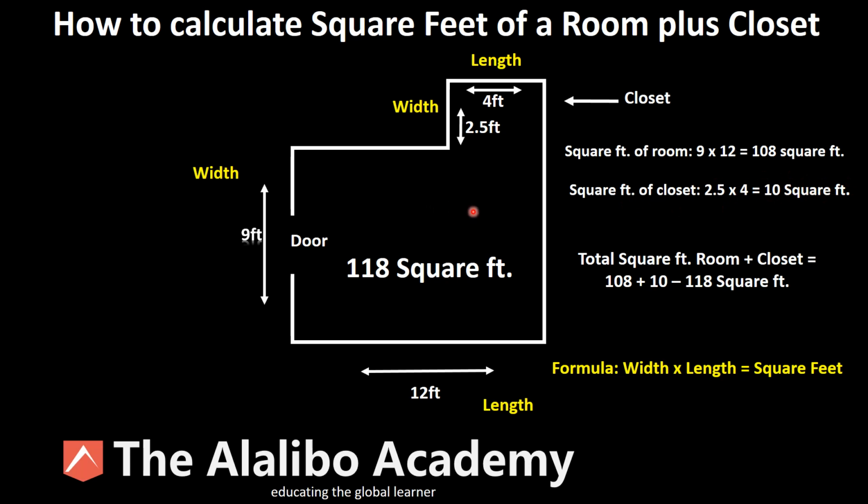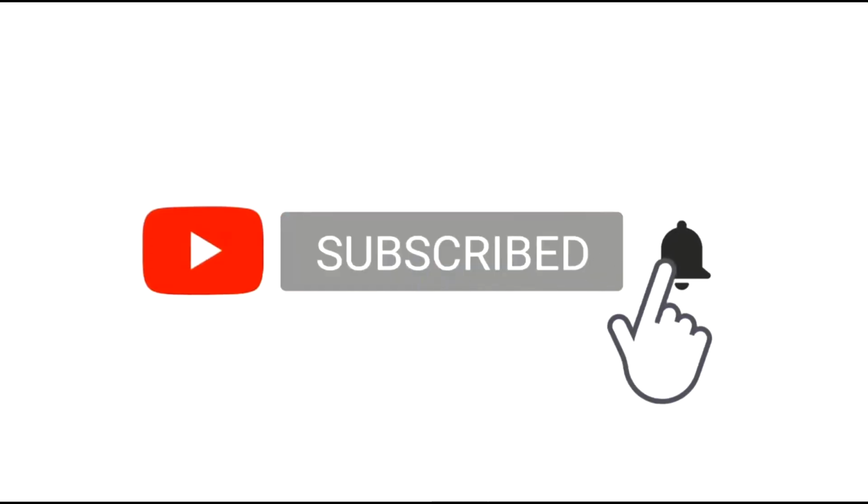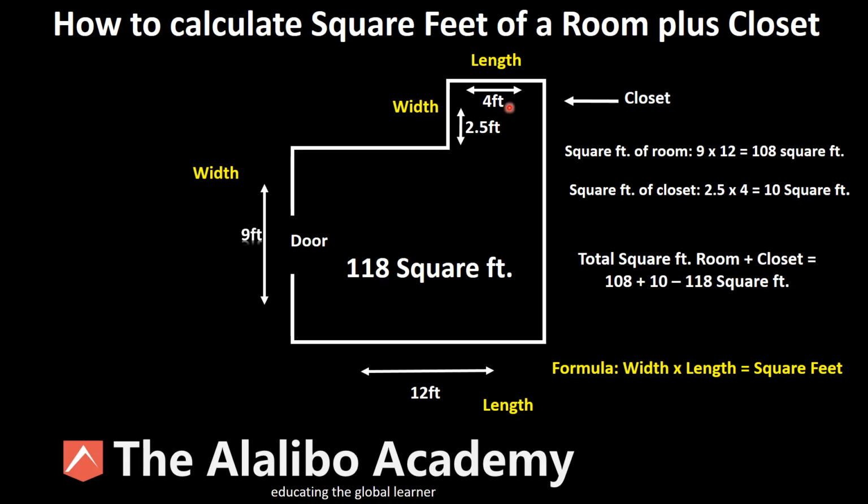So now to get the total square feet of the room, you add the square feet of the room and the closet. That gives you the total square feet you're working with, right? So here we have total square feet is room plus closet equals 108 plus 10 equals 118 square feet. That is the square footage of the room plus closet. Now you have the exact number to work with. If you're laying tiles, you're putting carpet, you know the exact square footage you're working with. That's how you calculate the square foot of a room.